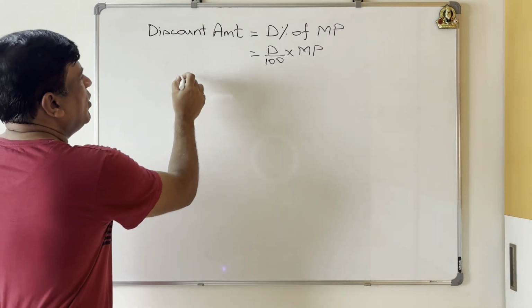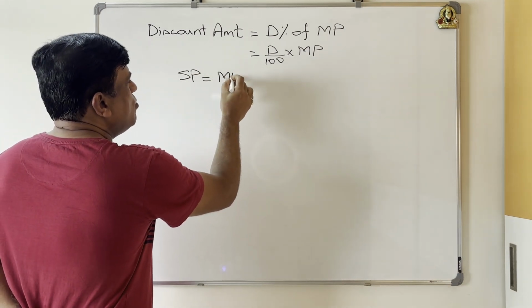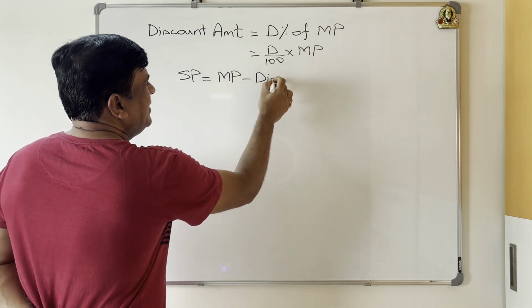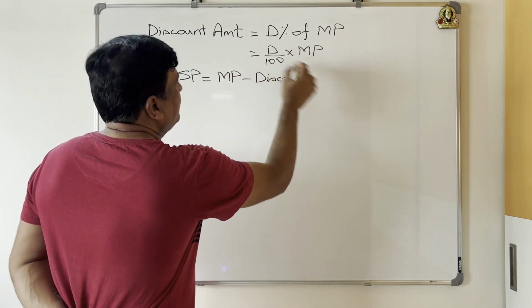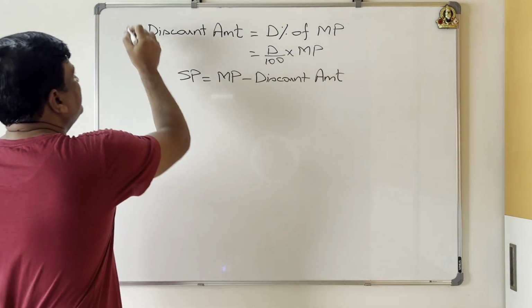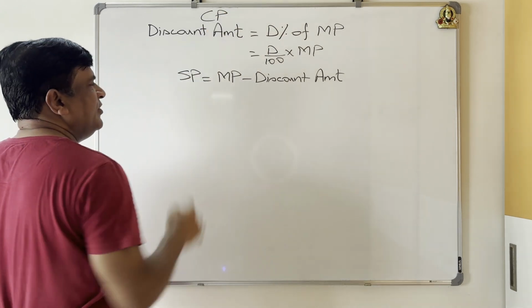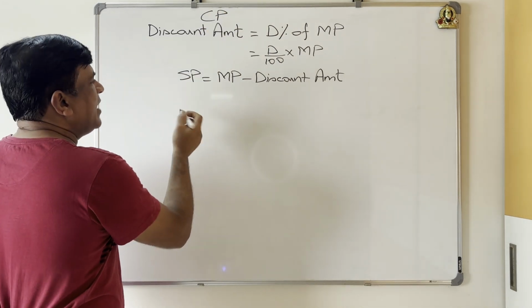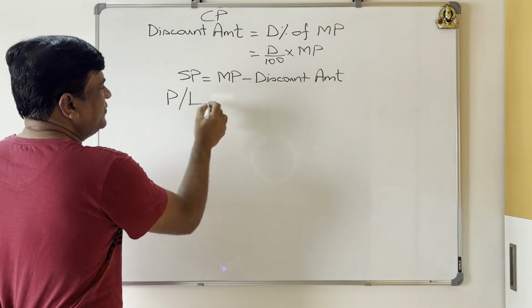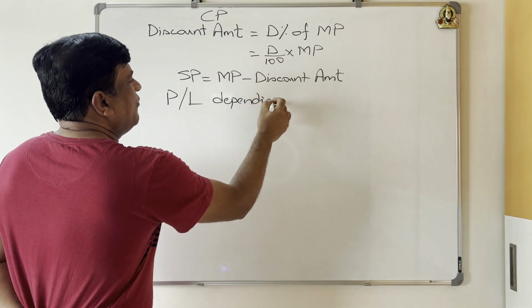Now what is the selling price? Selling price will always be equal to mark price minus that discount amount which we calculated above. Right? You already started with the cost price earlier. You already have the cost price given to you. So you would be able to calculate the profit or loss depending upon which is greater.